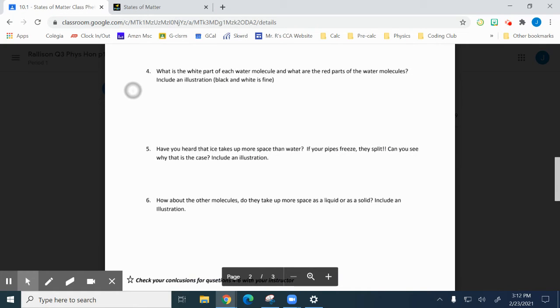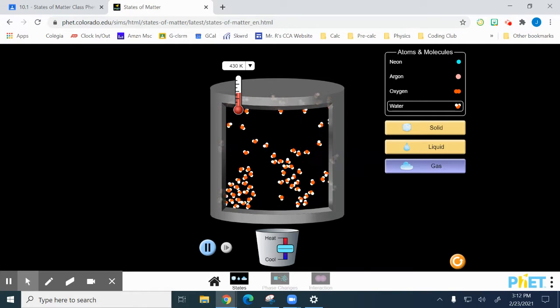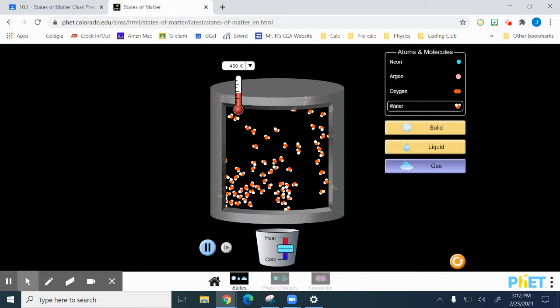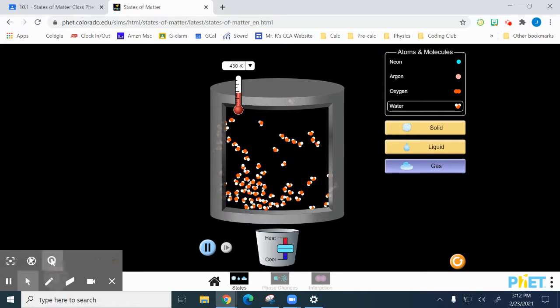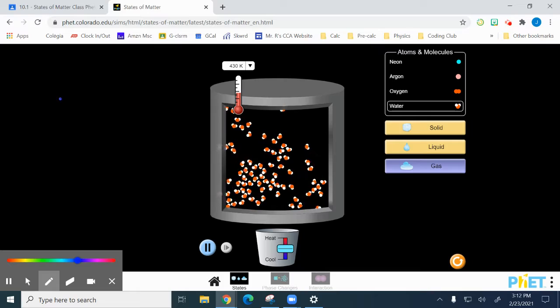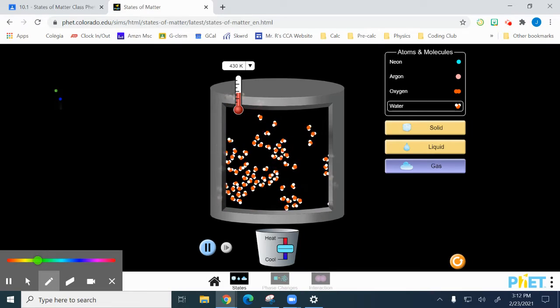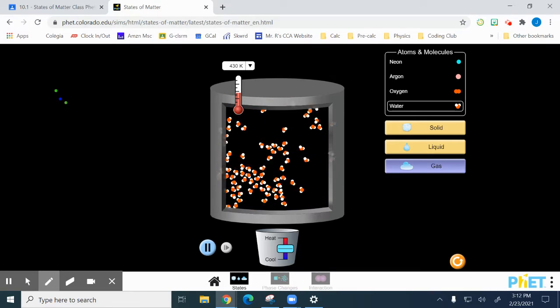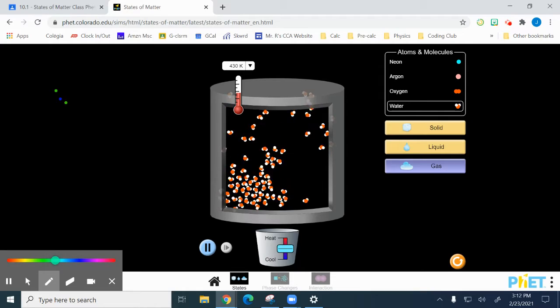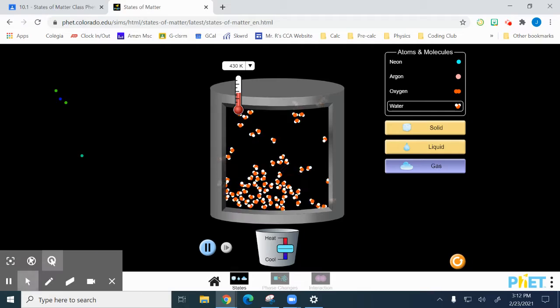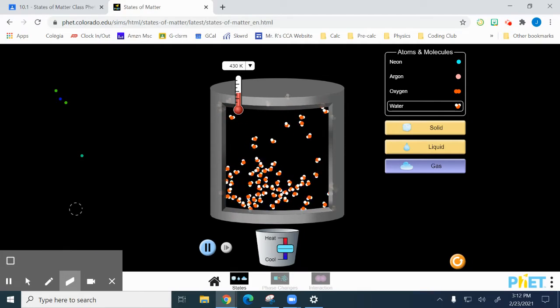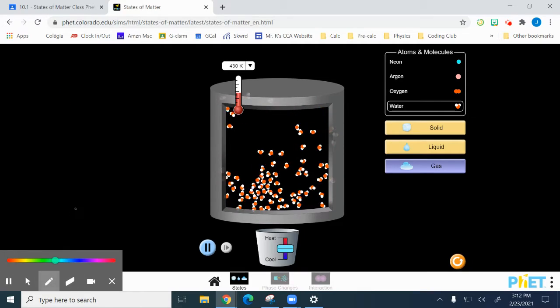What is the white part of each water molecule, and what are the red parts? The white part is going to be, well, the chemical symbol for water is H2O, right? So what that means is, so why am I, it's only making dots. Okay, so I'm trying to draw H2O and I can't. So too bad.